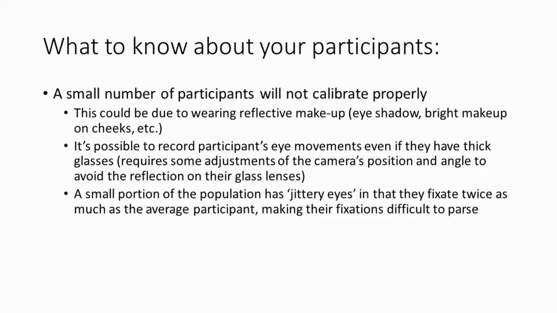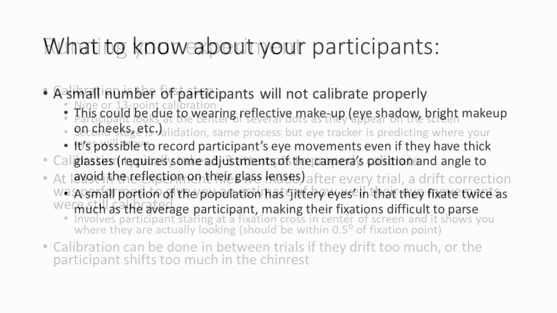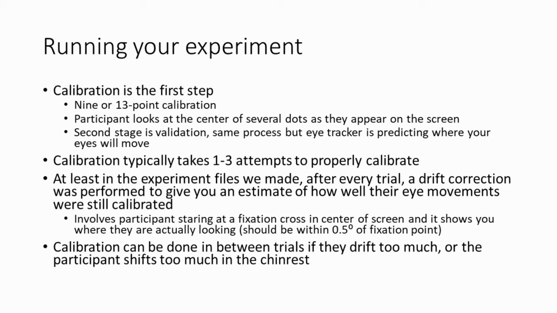I was also informed there's a small portion of the population that has jittery eyes that just fixate twice as often as average people do. And you don't realize that until after you've collected the data, but a lot of their fixations will be below the cutoff. We ran 6 participants, and we had one who was fixating twice as often, and we had to exclude a lot of their fixations, so we had to exclude them. But I think that was less than 5% of the population, that's what I was told. So not that many.